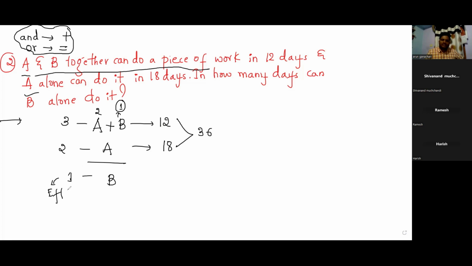Now we got efficiency. We have work. How will you find time? Time is given by work upon efficiency. So work is 36 divided by efficiency is 1. So how many days are required for B alone to do it? 36 days. Getting this?